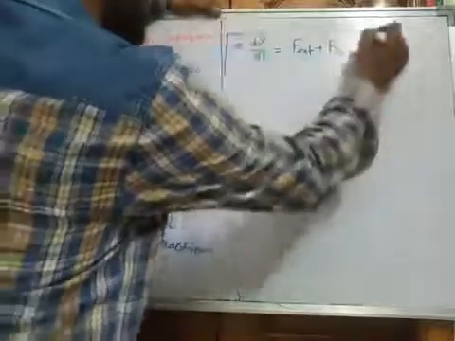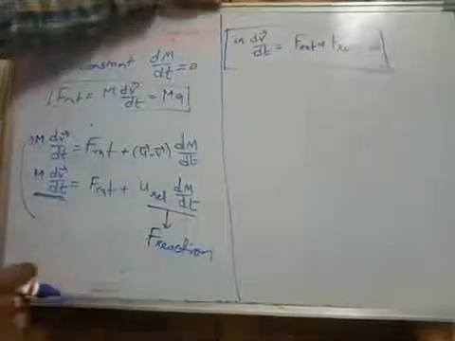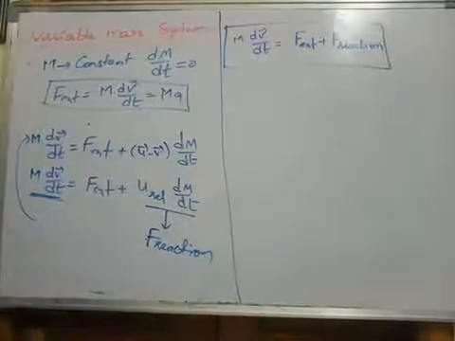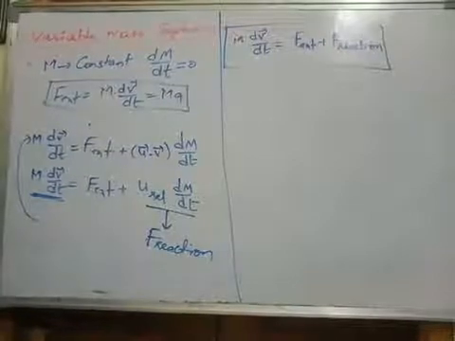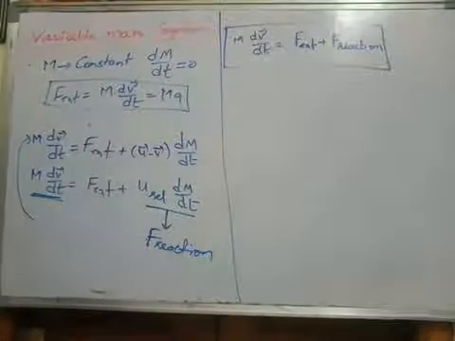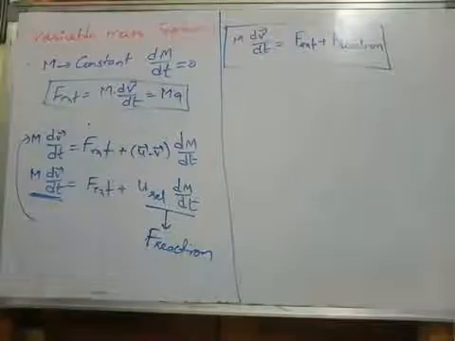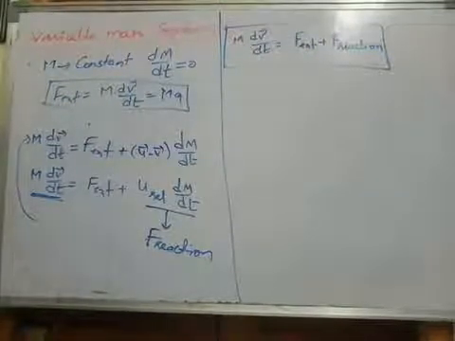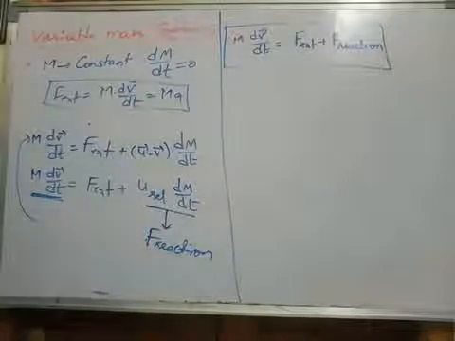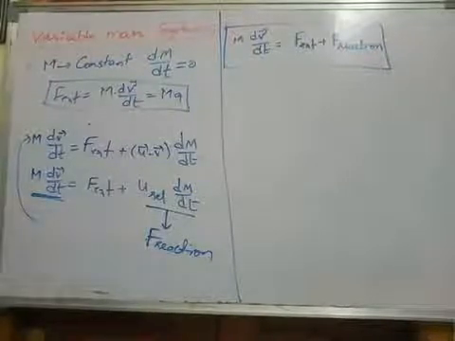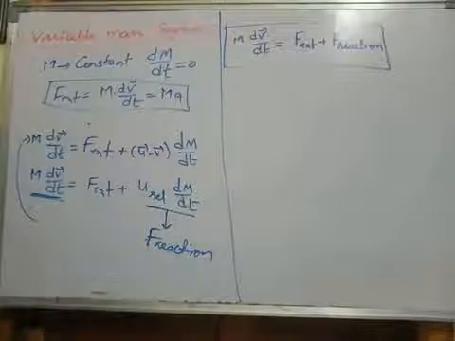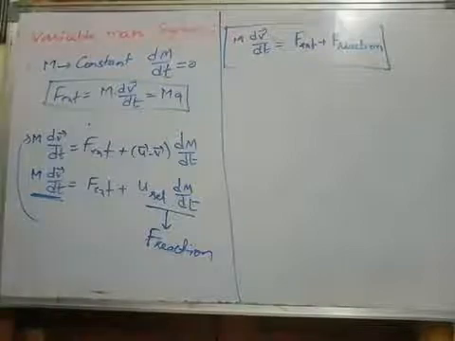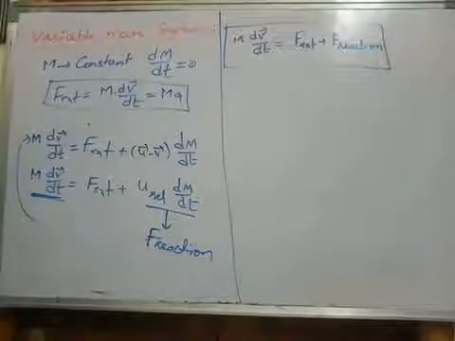So the instantaneous force acting on the rocket is equal to the addition of the external force and the reaction force, which is due to the escaping gases. This is the resultant equation for variable mass system, and that is for the motion of the rocket. Okay, so this is all about variable mass system.